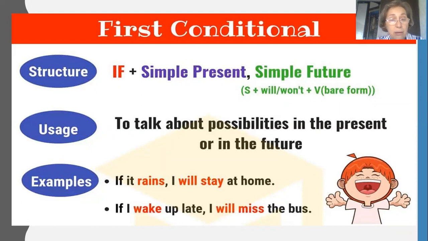If it rains, I will stay at home tomorrow, for example. So you see, will stay, this is the future simple. And the whole sentence is about tomorrow, about future events, but we do not use future after if. We say it rains, we use the present simple. And another example, if I wake up late, I will miss the bus. Also in the main clause, will miss, future simple, and in the if clause, present simple instead of future.